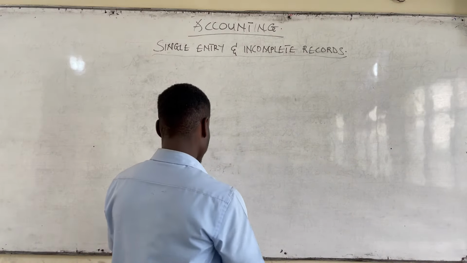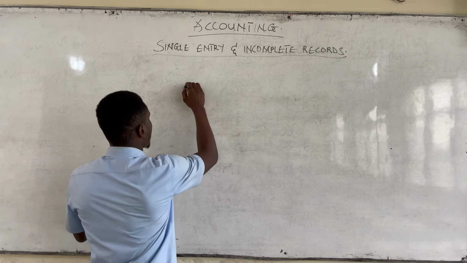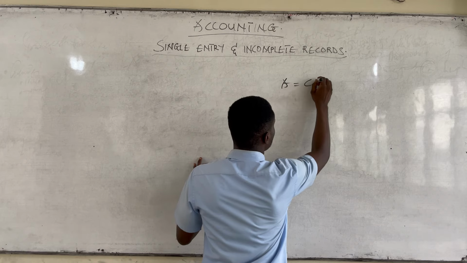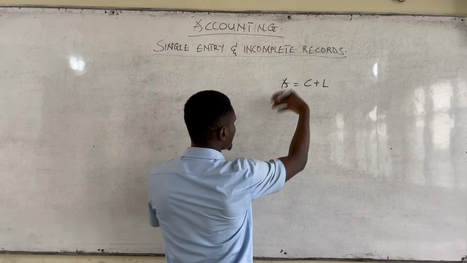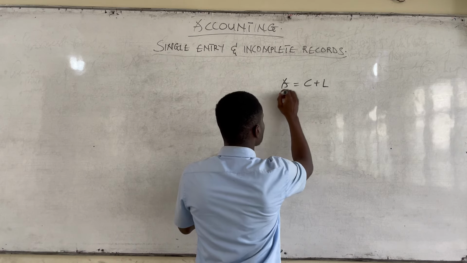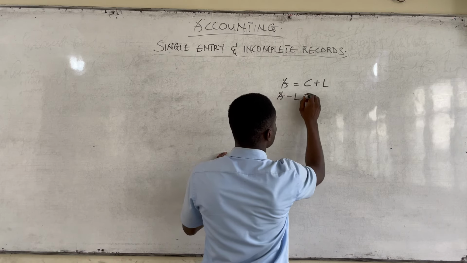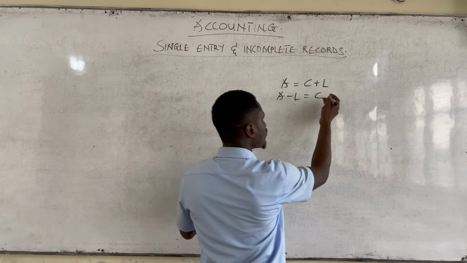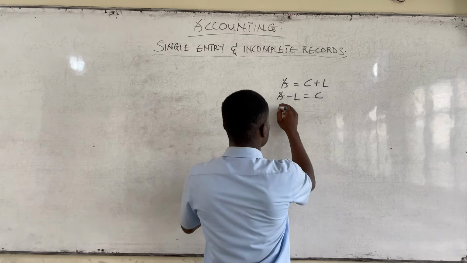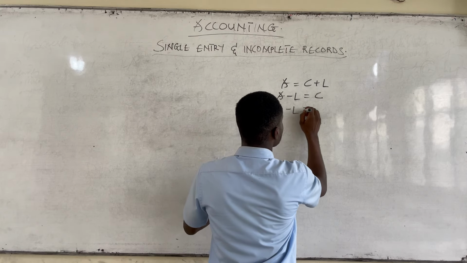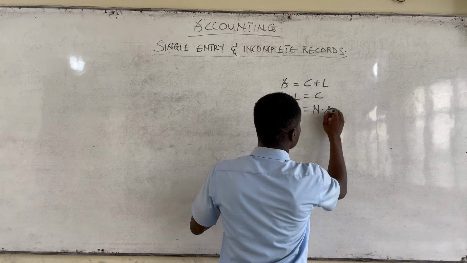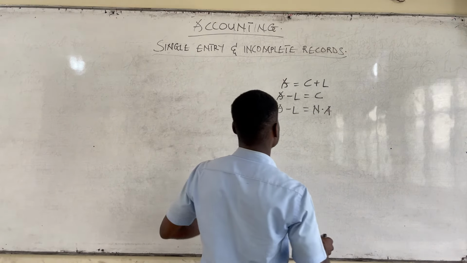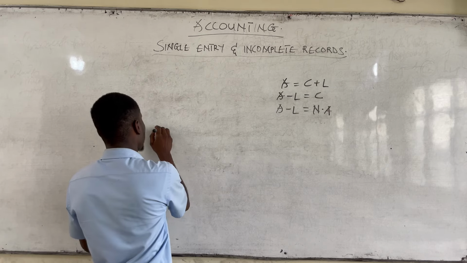Good. With this topic, you have to keep the accounting equation in mind, which is assets equals capital plus liability. Also, assets minus liability is equal to our capital. You should also know that assets minus liabilities is also equal to our net asset. So the capital here can also be named as our net asset. Good. You also have to keep this formula in mind.